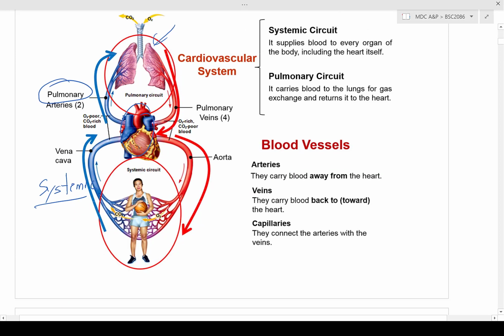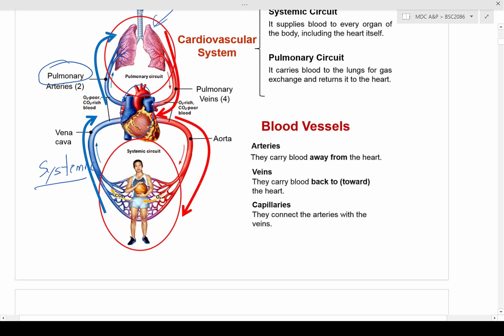So the heart is, again, a closed circuitry that connects both the systemic and pulmonic circulation. It contains blood vessels, which are arteries, veins, and capillaries. Anything that is called an artery means the blood flows away from the heart. Anything that is called a vein takes blood back towards the heart.